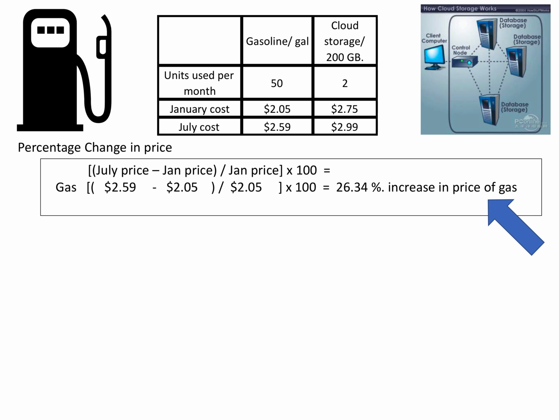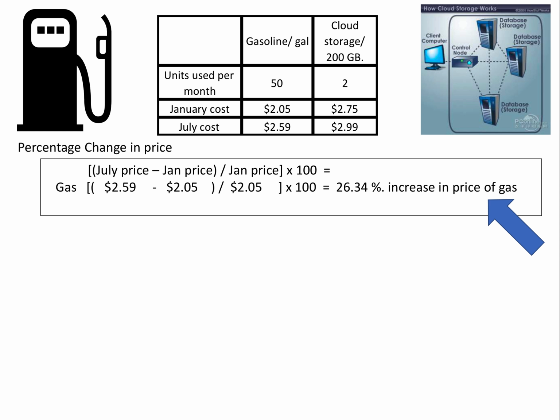Okay? And so when we do the computation for gasoline, we take the $2.59, the July price, subtract the January price, $2.05, divide that answer by the January price of $2.05. We're going to get a relatively small number. We're going to multiply that number by 100, and that's going to give us 26.34% as the increase in price of the gasoline. And again, you're going to do computations very similar to this for two products.